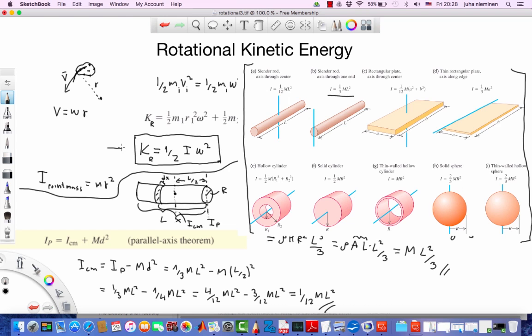Equipped with this expression, one half I omega squared, and means of evaluating the moment of inertia, either by calculating or looking it up from a table, we are ready to apply the principle of rotational kinetic energy to a variety of problems involving rotational motion.